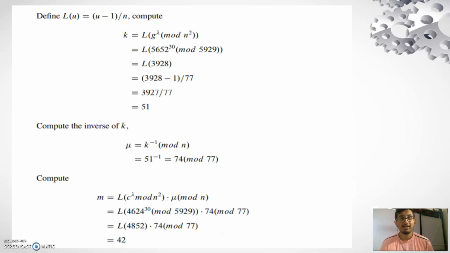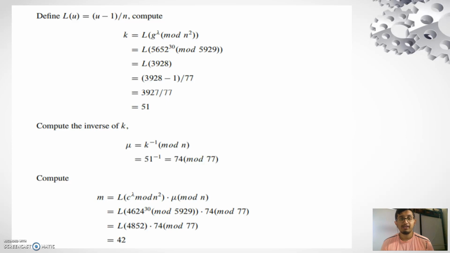Now as I told you, the very important function is the L function, L(u) = (u - 1) / n. Now we'll compute k. k is equal to L(g to the power lambda mod n square). Here g is a random integer which we first initialized in key generation, that is 5652. Lambda is the LCM, to the power 30 mod n square.